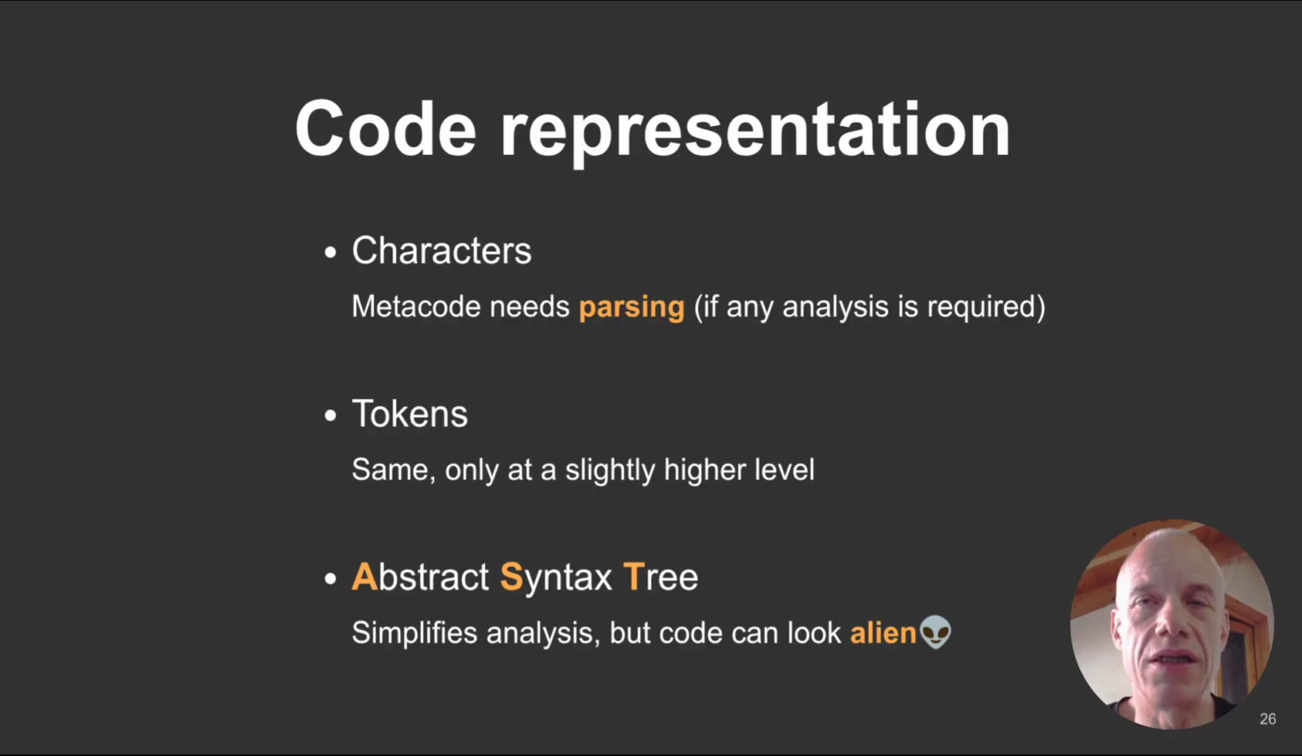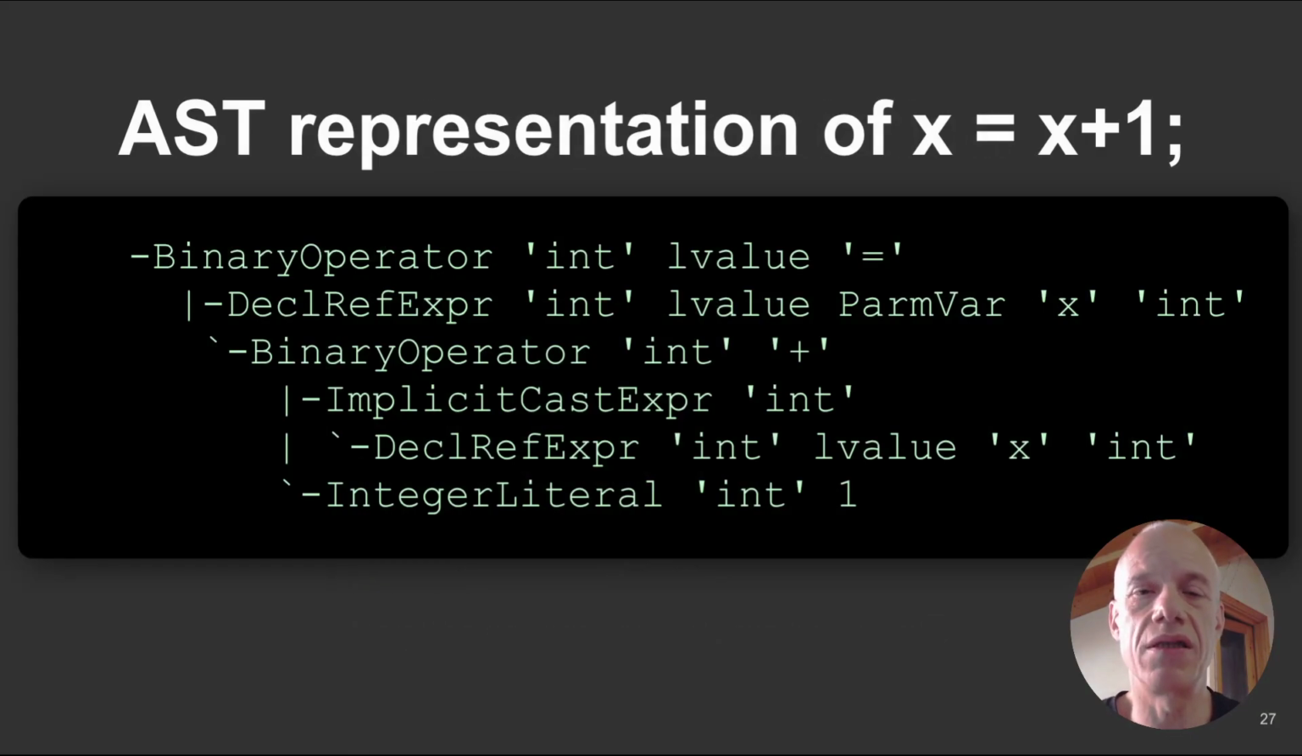What do I mean by this? This is, for example, the AST representation of the statement x = x + 1, where x is a local variable, a parameter. And this is the AST produced by the Clang compiler. And as we see, we have a binary operator node at top level with a reference on the left side, and a binary operator on the right. But the left side of this second binary operator is an implicit cast, and there is a reference there. And then we have the literal 1.